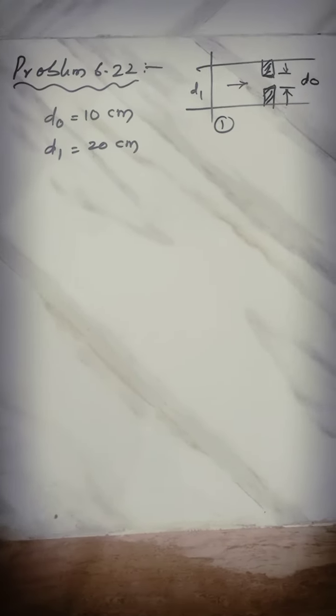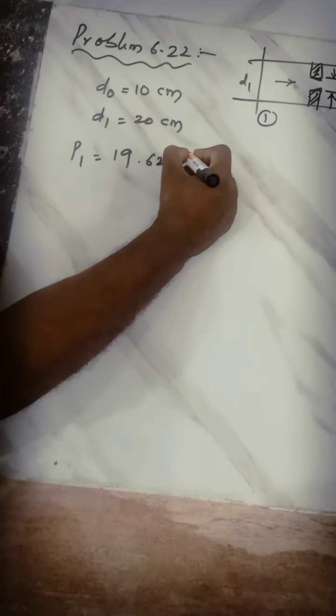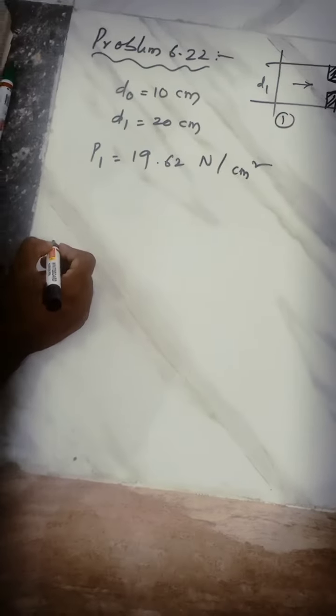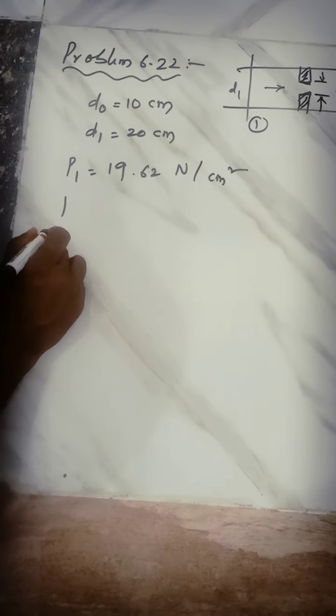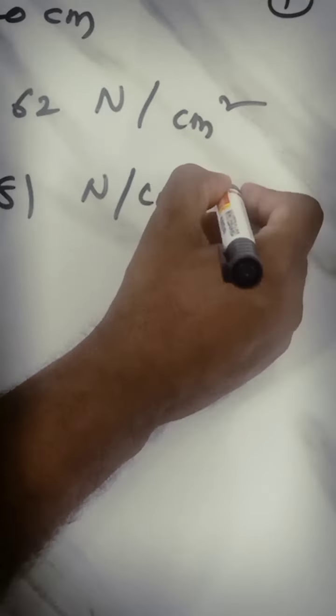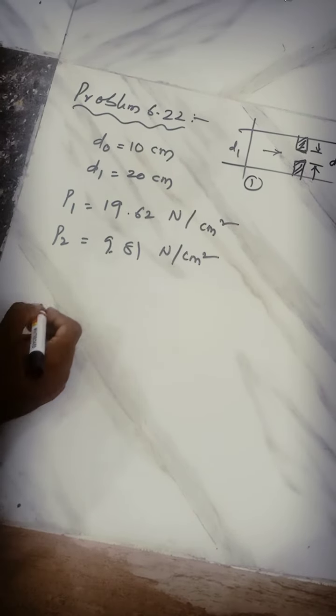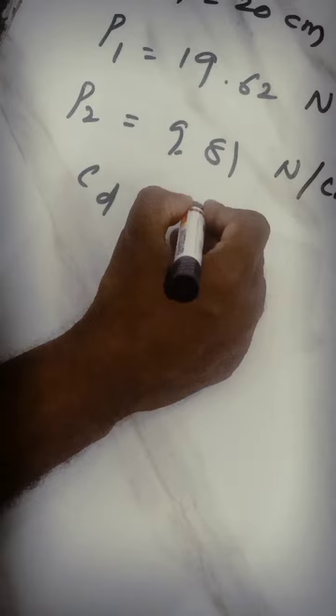Now in the question, pressure gauges fitted upstream and downstream of the orifice meter give readings: P1 is given as 19.62 newtons per centimeter square, and this is upstream, this is downstream, that is inlet and outlet. Then P2 is 9.81 newtons per centimeter square respectively. Then the coefficient of discharge for the meter is given as 0.6. CD is given as 0.6.